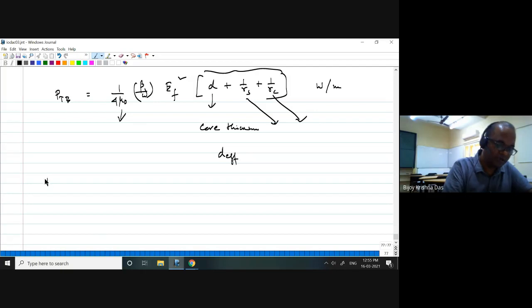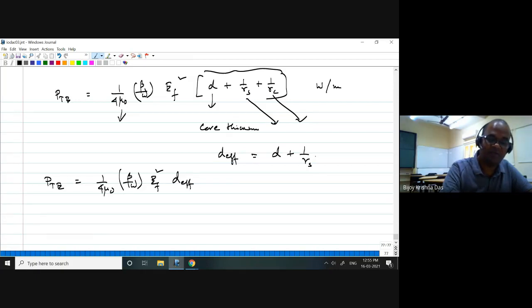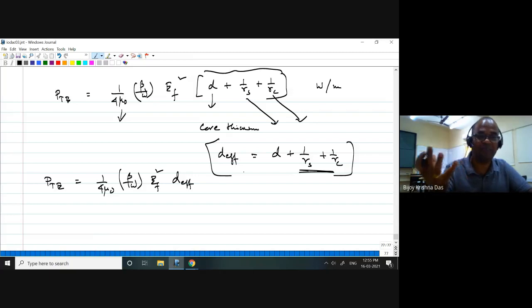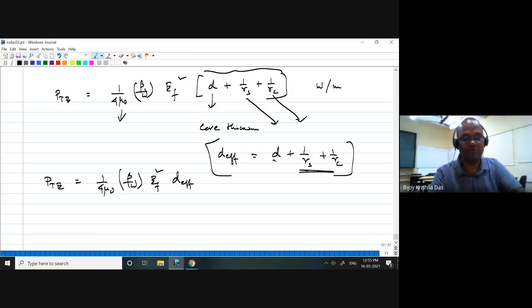So that means P_TE we can consider as 1 over 4 mu 0 times beta by omega times E_F square times D effective, where D effective equals the actual D plus 1 over gamma S plus 1 over gamma C. These two pieces of information are very important to know the effective thickness of the waveguide. I might have defined a core of D, but the mode actually penetrates up to 1 over gamma C and 1 over gamma S.